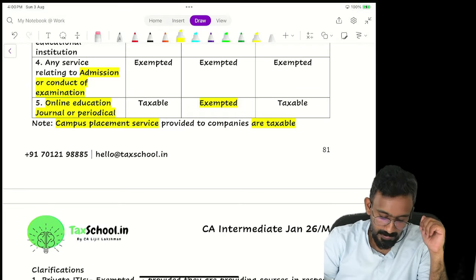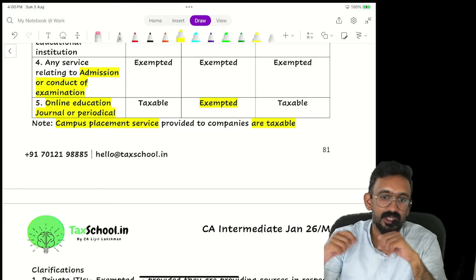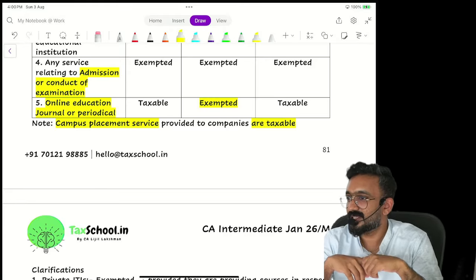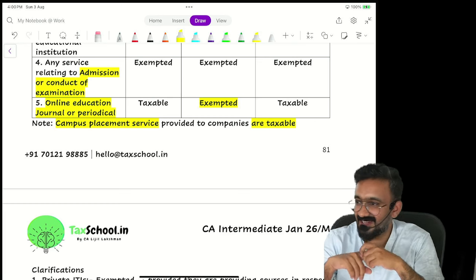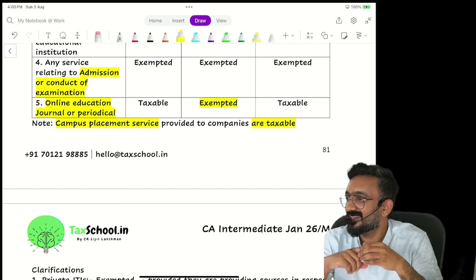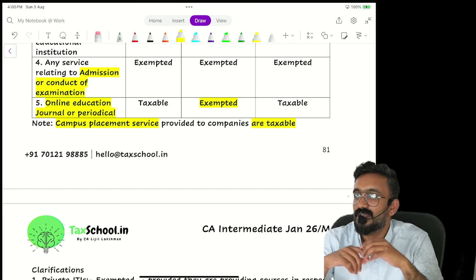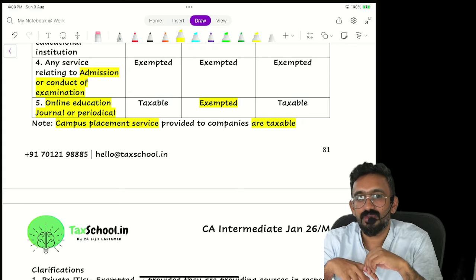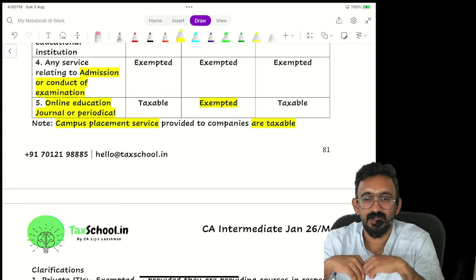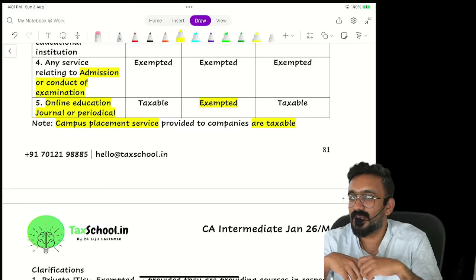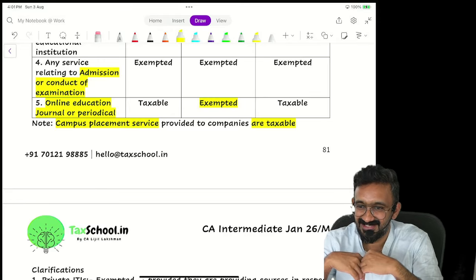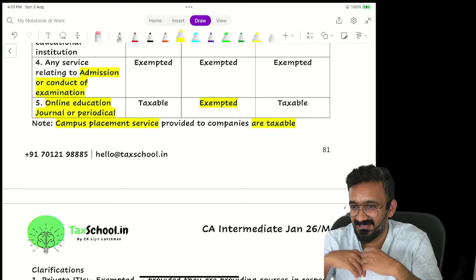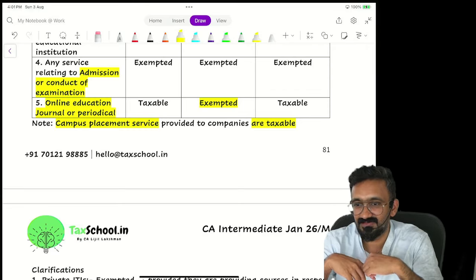Then, online education journal or periodical. LDS and Company, a famous CA firm in Kerala, is doing a commerce education magazine for Don Bosco School in Bangalore. Taxable or exempt? Taxable. Doing a management magazine for Loyola College MBA department. Exempted. Second category. Online education journal. They're doing an online commerce magazine and a journal for them. Exempt.